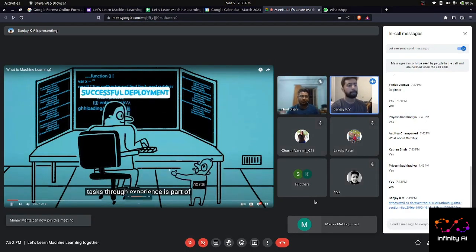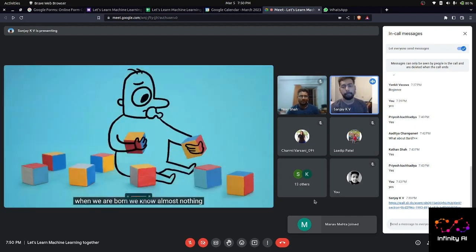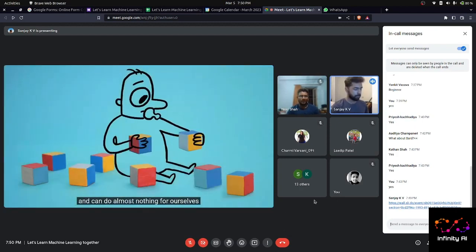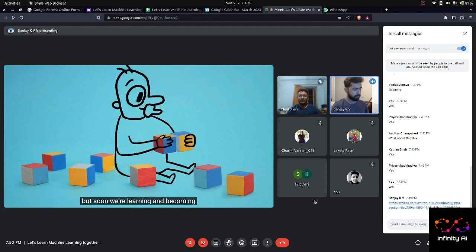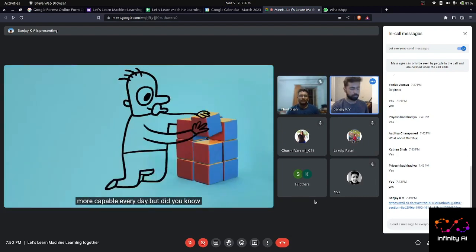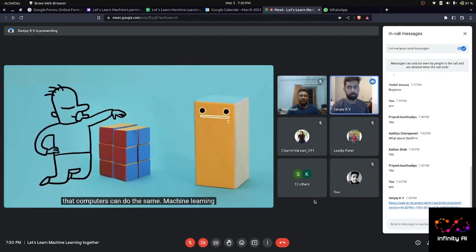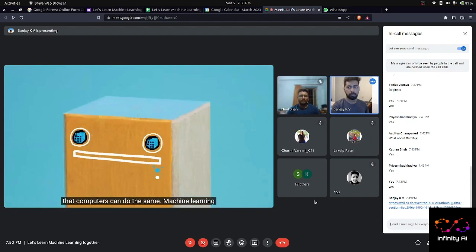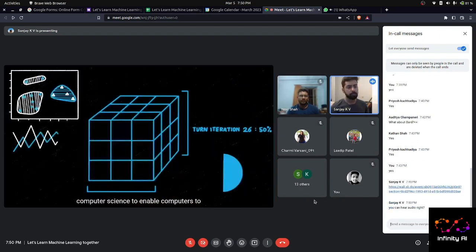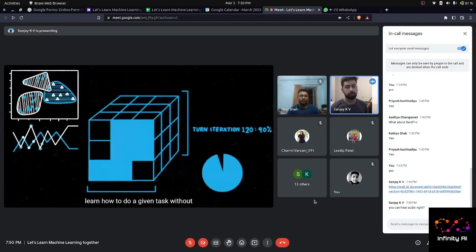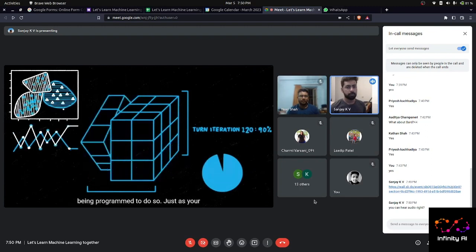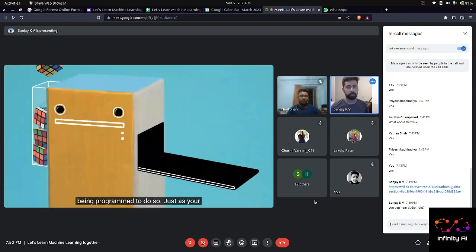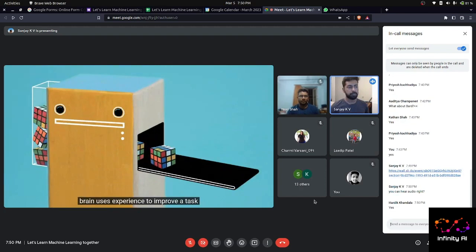Learning through experience is part of being human. When we're born, we know almost nothing and can do almost nothing for ourselves. But soon, we're learning and becoming more capable every day. But did you know that computers can do the same? Machine learning brings together statistics and computer science to enable computers to learn how to do a given task without being programmed to do so. Just as your brain uses experience to improve at a task, so can computers.